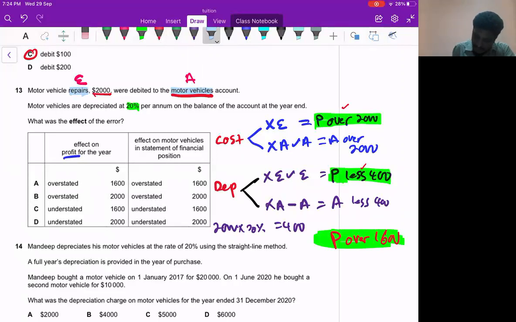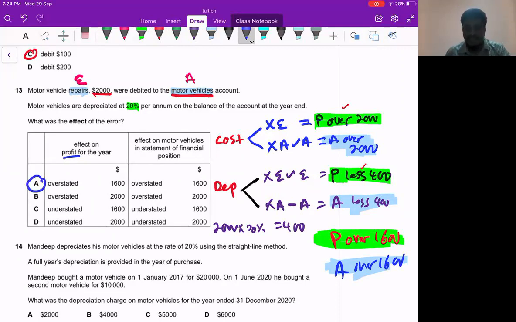Similarly, asset also same, over by 2,000, less by 400. So as a total, my asset also will be over 1,600. Both are over by 1,600. Answer A. 13 is answer A. Understand?